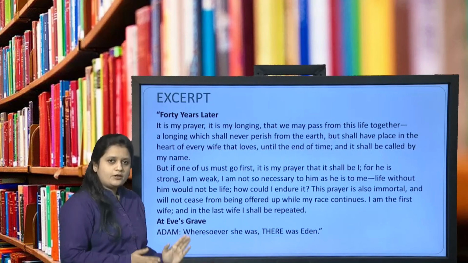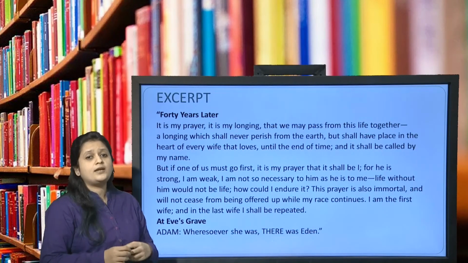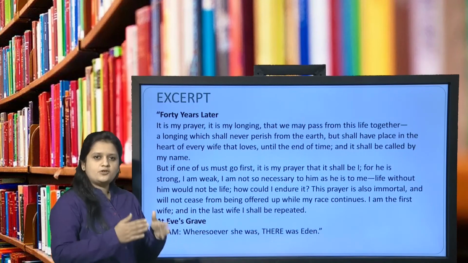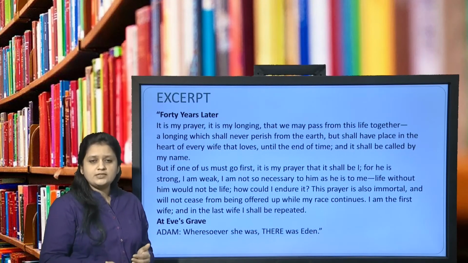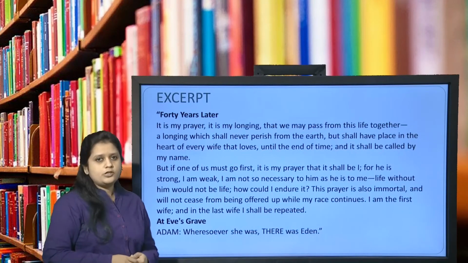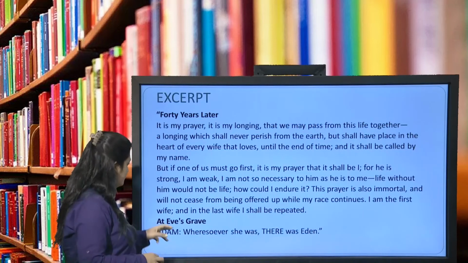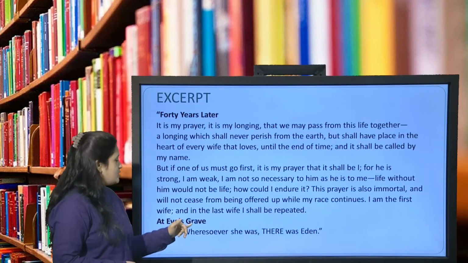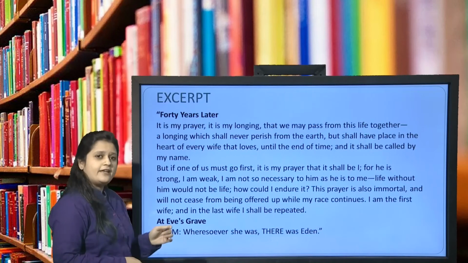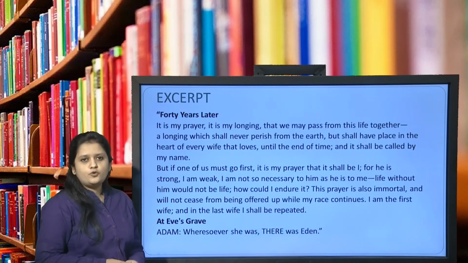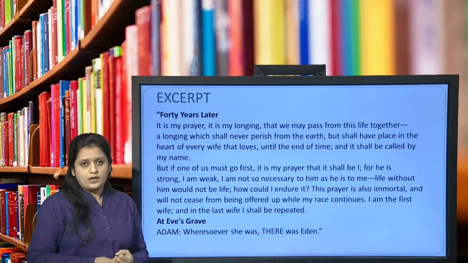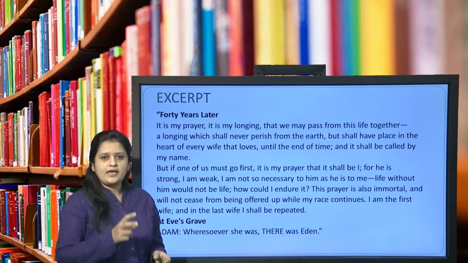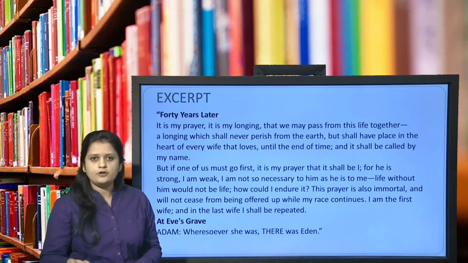And at Eve's grave, now here we come to know about Adam's wish, or what Adam's feelings were for Eve. Now, this happens for the first time because it's Eve's diary. Eve has written from her own perspective. But here we get Adam's perspective also, and what Adam has to say at Eve's grave after Eve has died. Adam says, "Wheresoever she was, there was Eden." So here we come to know the equal amount of love that Adam had for Eve also, that wheresoever she was, there was paradise, there was heaven, there was Garden of Eden.